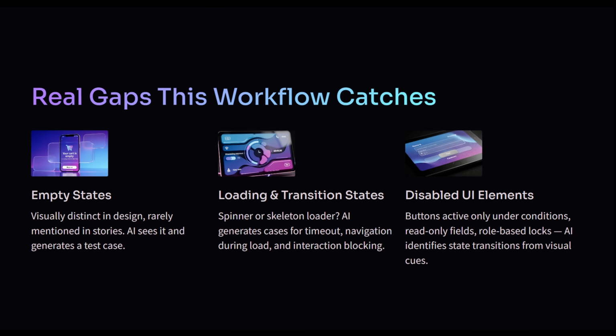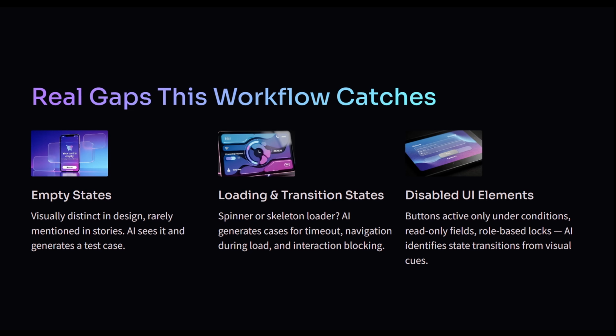Let me give you a few examples of real design to test gaps that this workflow consistently catches. Empty states. Most designs have no data or empty list states somewhere. It's often visually distinct, but it frequently gets skipped in test coverage because the story doesn't mention it explicitly. AI analysis of the design sees it and generates a test case. Loading and transition states. If the design shows a spinner or skeleton loader, the AI will generate a case for what happens during the loading state. Can the user interact? Does the navigation work? What if it times out?